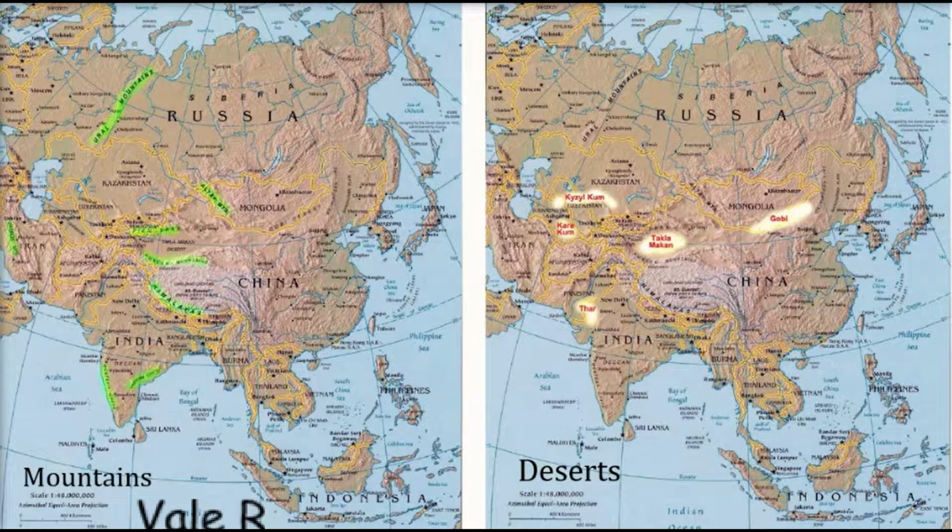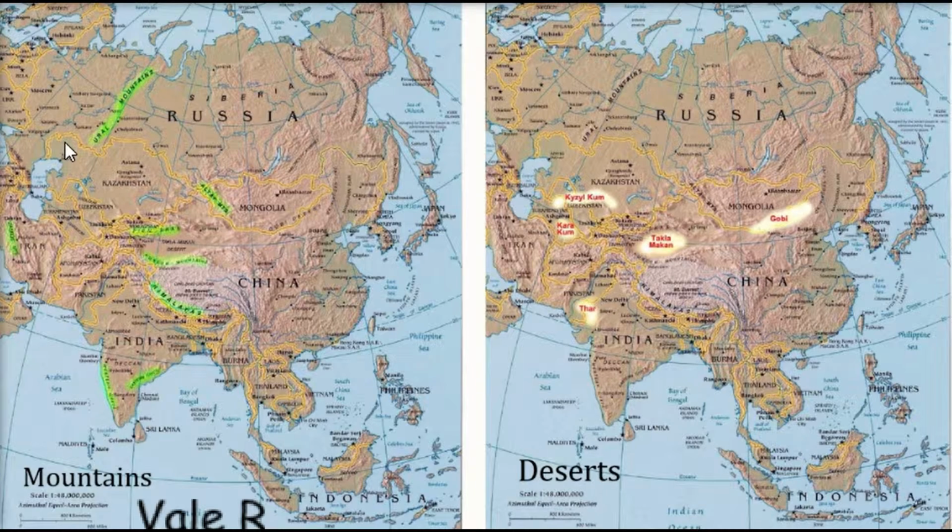Now I'm going to mention the most important mountains and deserts of Asia. The most important mountains are the Ghats Mountains, the Himalayas that have Mount Everest, the world's highest peak, the Karakoram Mountains, the Ural Mountains that is a natural division between Asia and Europe, the Tian Shan Mountains, Altai Mountains, and Zagros Mountains.